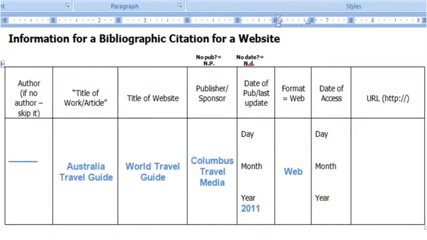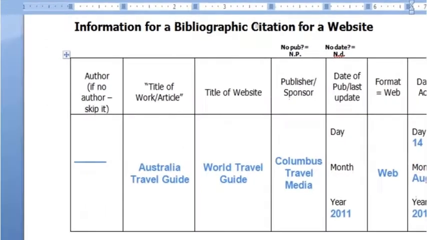Today when I am citing this, it is the 14th of August, 2011. So we will go ahead and write in 14 August, which you can abbreviate, 2011. Please notice that we do not write the number 8 for the month. We do have to write it in words.